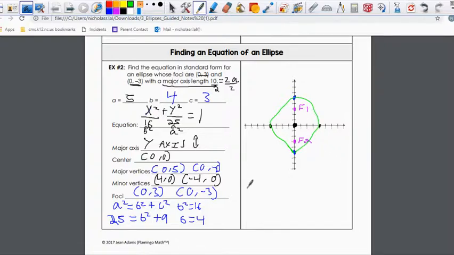All right, just note that this is labeled wrong in the answer key that I posted. It would be 4, 0, not 0, 4. So 4, 0, negative 4, 0. So that's example 2.